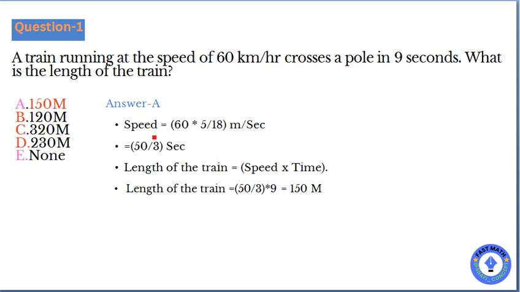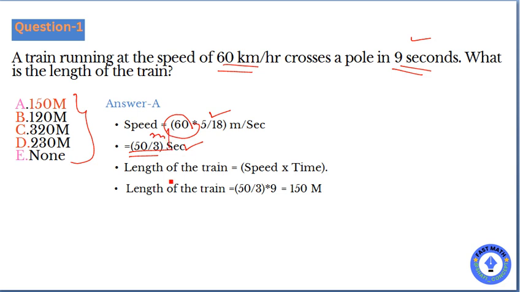In this problem, the speed has been given as 60 kilometers per hour and the time is given as 9 seconds, and the answer is also to be given in meters. That means the speed is given in kilometers per hour, so you have to convert it into meters per second. What you have studied in the synopsis: 60 kilometers per hour, when multiplied by 5 by 18, gives 50 by 3 as the speed of the train in meters per second.